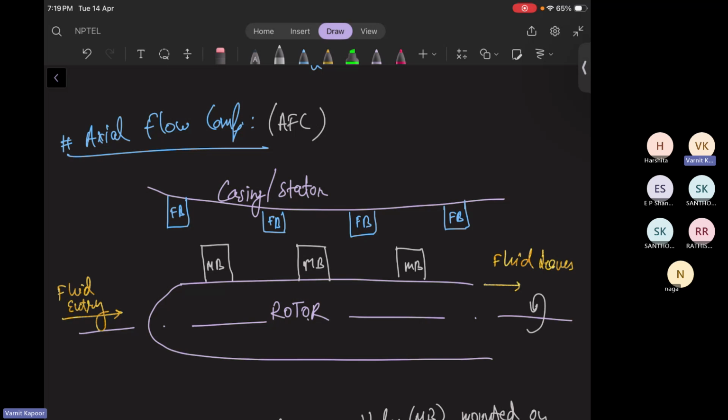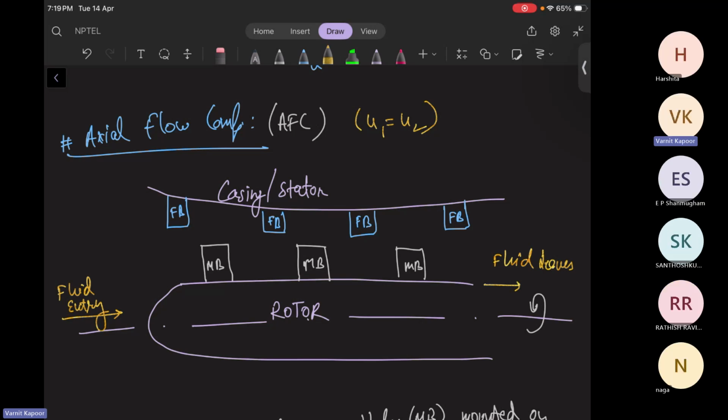But here the velocities U1 and U2 are equal in axial flow compressors, so there won't be a centrifugal effect. That was U2 square minus U1 square. We had the impeller effect, the diffuser effect, as well as the centrifugal effect. But the centrifugal effect will be zero because the velocity at inlet and outlet is equal. So the pressure rise has a lower value for an axial flow compressor compared to centrifugal compressors.